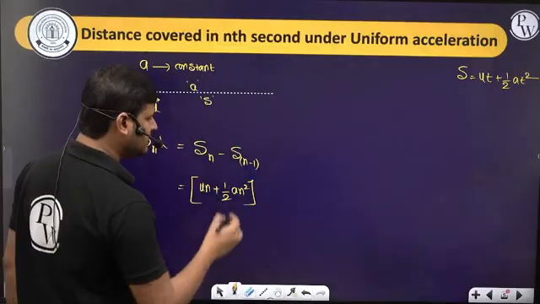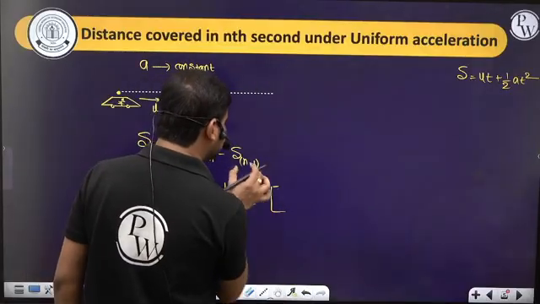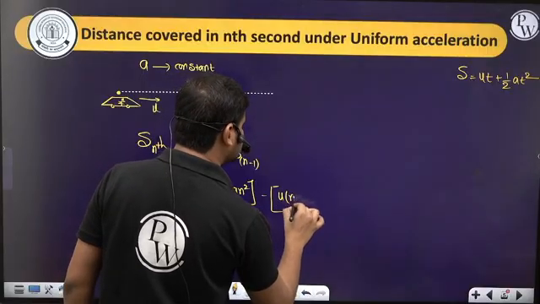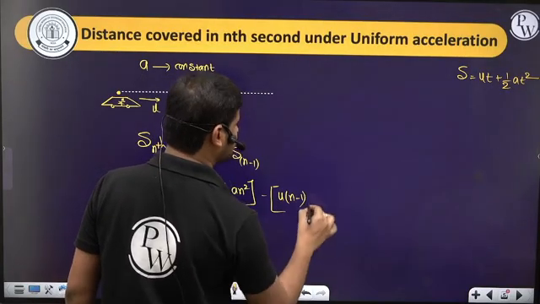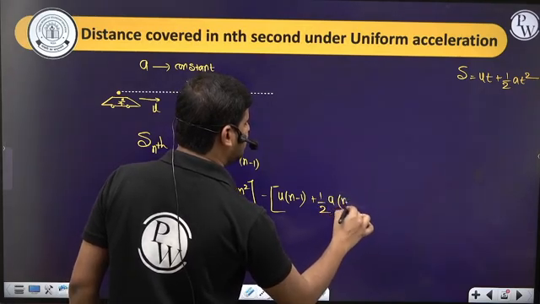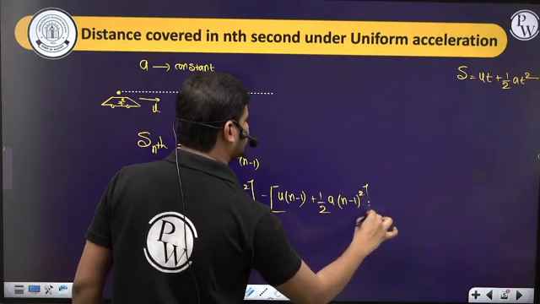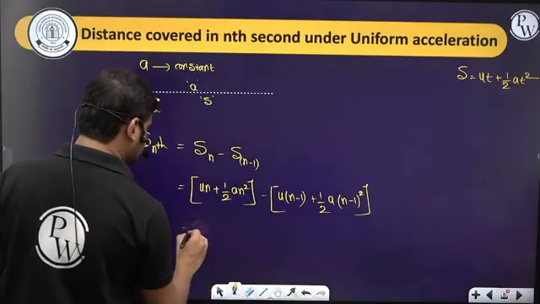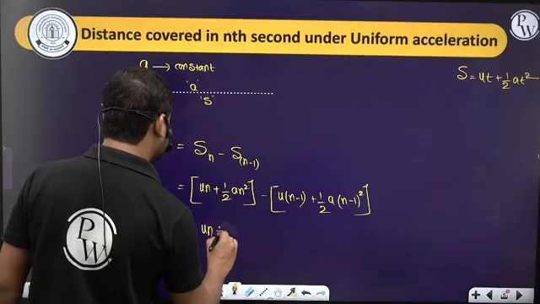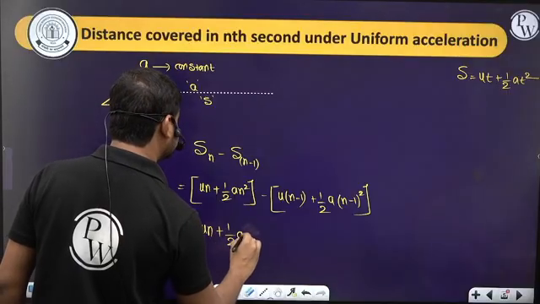Similarly, Sn minus 1. In place of t, you substitute n minus 1. So u into n minus 1 plus half a into n minus 1 whole square. Now just do the calculations carefully, guys. So un plus half an square.